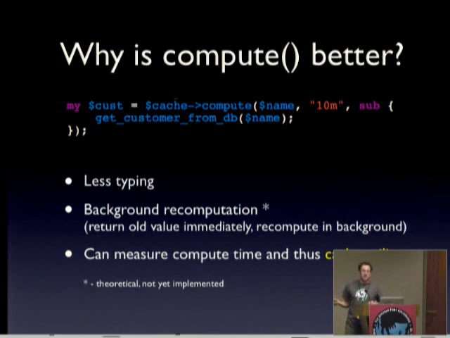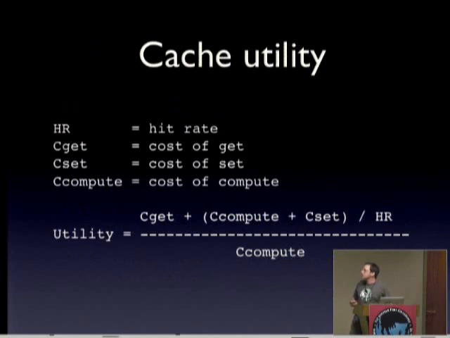The other great thing about this is that you can actually measure the compute time. CHI gives you the ability to measure all kinds of statistics, like how long gets take, how long sets take for every namespace, how many keys are in your cache, and all this kind of stuff. But if you're using the get-set API, there's no way to tell how long the thing actually takes to compute. And that's a really, really important value. You want to know, is this cache useful? If it only takes 1 millisecond to compute the value, then why cache it? So this allows CHI to compute exactly how long this computation takes, and that lets you measure cache utility.